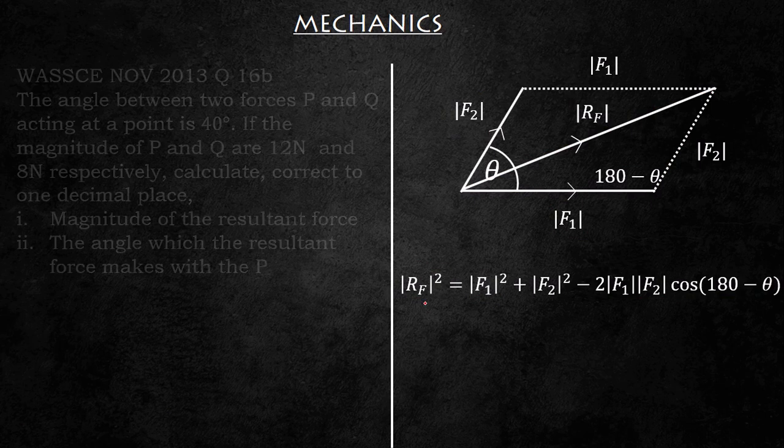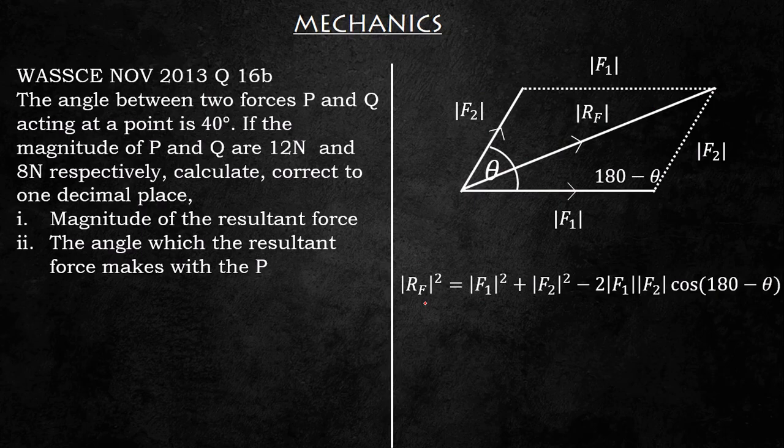Okay, so let's take a look at this question over here. This question says that the angle between two forces P and Q, so that is force 1 and force 2, acting at a point is 40 degrees. So the angle between the two forces is 40 degrees. If the magnitudes of P and Q are 12 newtons and 8 newtons respectively. So now we have been given the magnitude of the force P and the force Q.